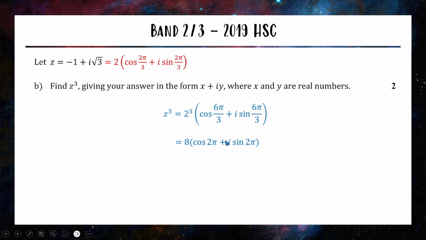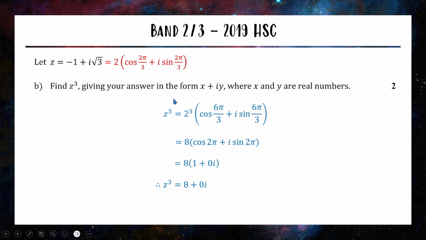Our angles turn into 2 pi's, and now if we understand what the graphs of cos and sine look like, sine at 2 pi is equal to 0 and cos at 2 pi is equal to 1. So we end up with 1 plus 0i inside the brackets. Expanding it out, we end up with 8 plus 0i. Now I know technically 8 is the answer, but because the question said leave your answer in the form x plus iy, where x and y are real numbers, we have to write 8 plus 0i to be fully satisfying the criteria of the question.